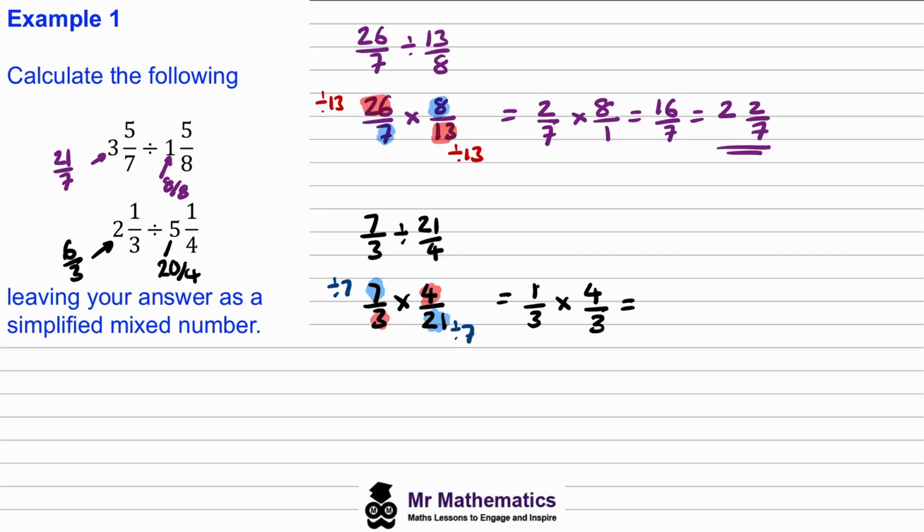So we'll multiply our numerators. We'll have 4 times 1, and 3 times 3, which is 9. So we have 4/9, and this is our simplified fraction. Okay? Let's try some more examples.